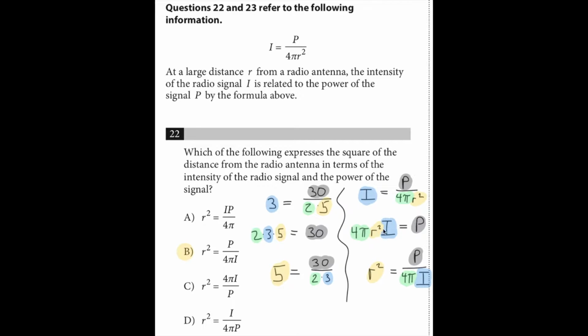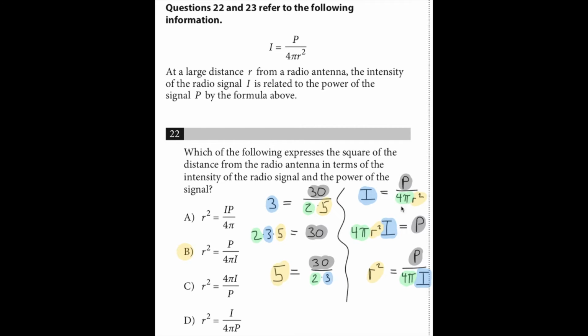And then, knowing that we want to get r squared by itself, we need to divide both sides of the equation by 4 pi and I, putting it back under here. So the movement is the same as here. It's just that now we have variables that are hard to check visually. It's hard to see, oh yeah, 30 divided by 6 is 5. I can see that. But here you can't.